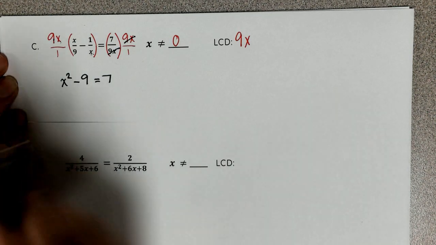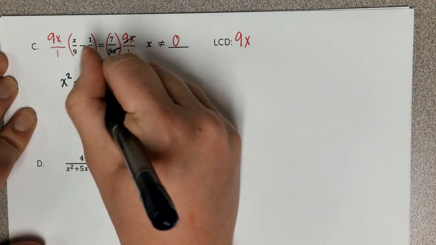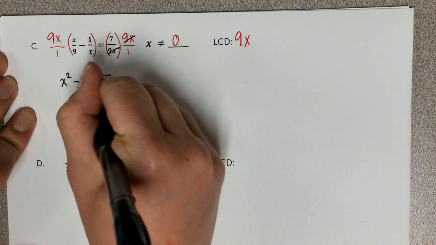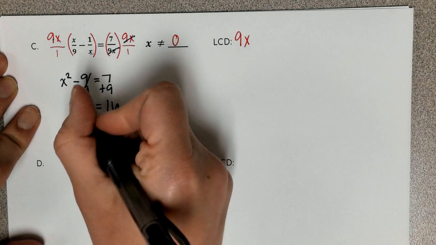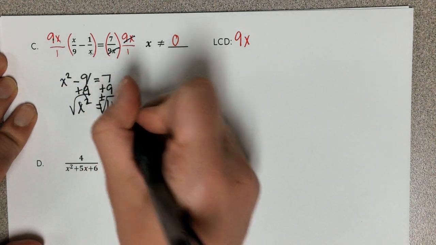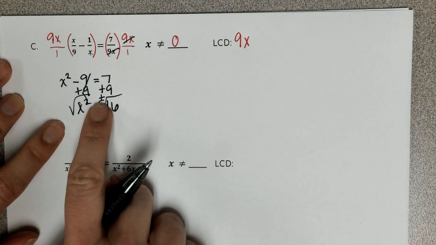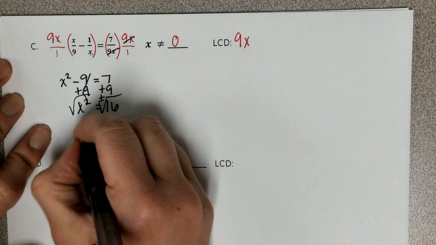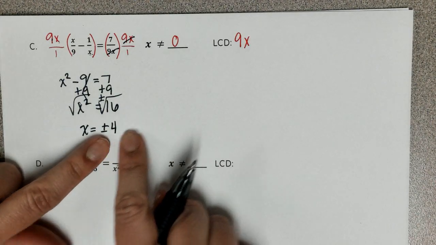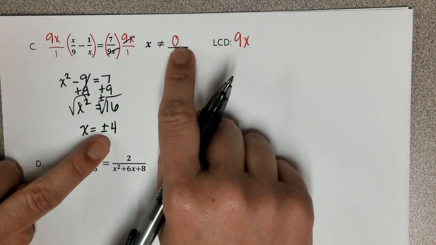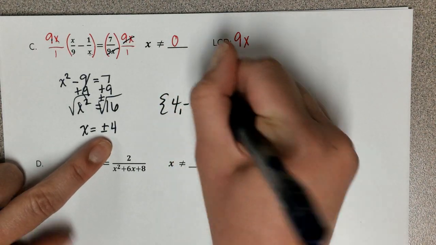Okay, it's quadratic, but since we just have a quadratic and a constant, we can use the square root method. Just get everything off to the right side. 7 plus 9 is 16. So we can just square root. But remember, when we use the square root property when solving an equation, we have to remember to do the positive and negative square root. So our answer is both positive and negative 4. Compare it with an excluded restriction, and it doesn't match. So both 4 and negative 4 are solutions.